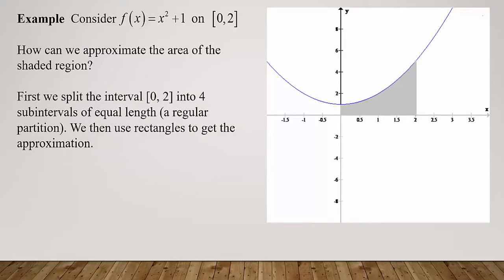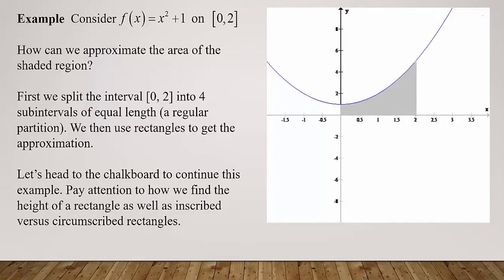Well, I'm going to begin by taking the interval 0 to 2, and I'm going to split it into 4 subintervals of equal length, so it's a regular partition. We're then going to use rectangles to get the approximation. To illustrate how I'm going to do this, I'm going to head off to the chalkboard to continue this example. As I do this, pay particular attention to how we find the height of any given rectangle, and then I'm going to mention the difference between inscribed versus circumscribed rectangles. So get this graph written down because I'm heading off to the board.